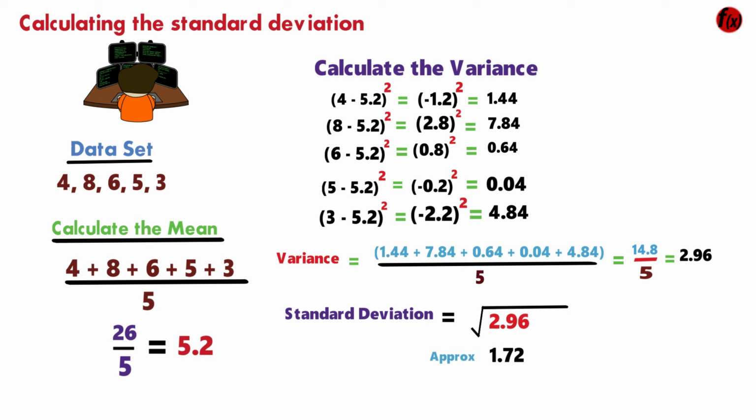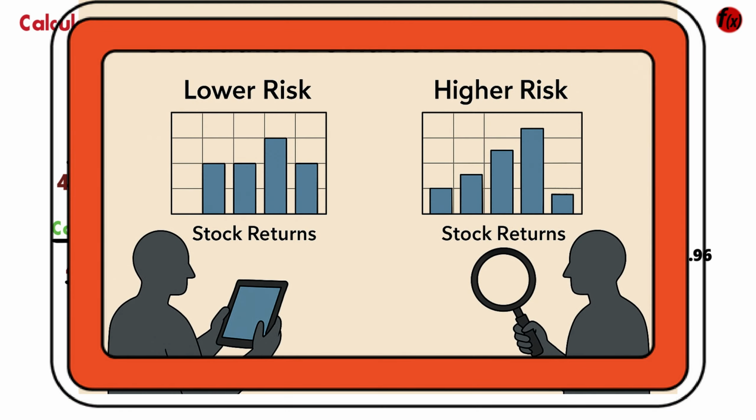Standard deviation is a widely used statistical measure that helps to understand the variability or dispersion of a dataset. Here are two examples of its applications. 1. Finance and investment. In finance, standard deviation is used to measure the risk or volatility of an investment. For example, if an investor is considering two different stocks, they can calculate the standard deviation of the returns for each stock over a specific period. A stock with a high standard deviation indicates that its returns are more spread out and thus more volatile, suggesting higher risk.